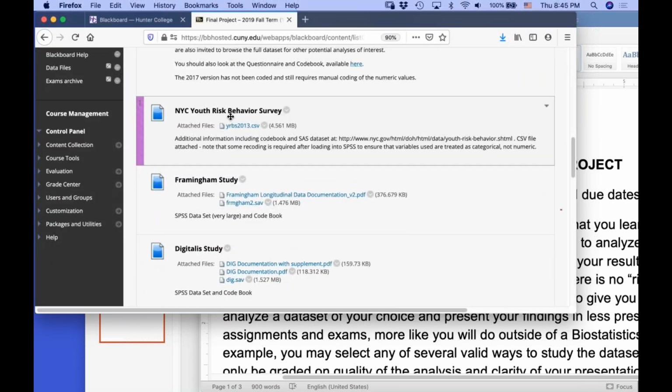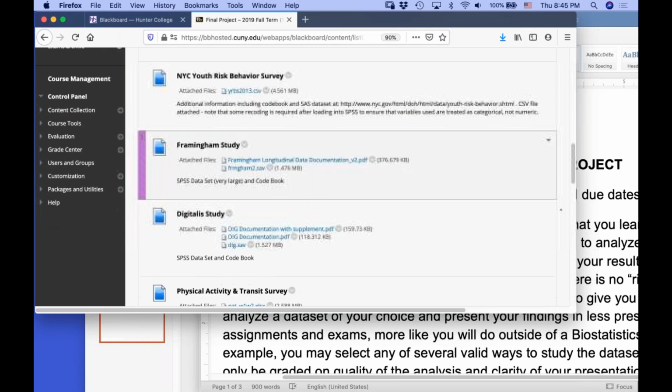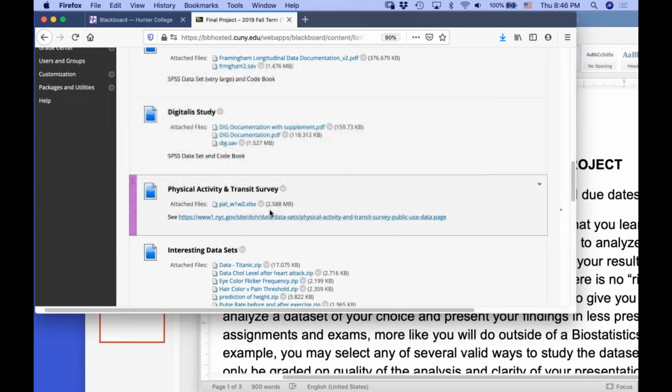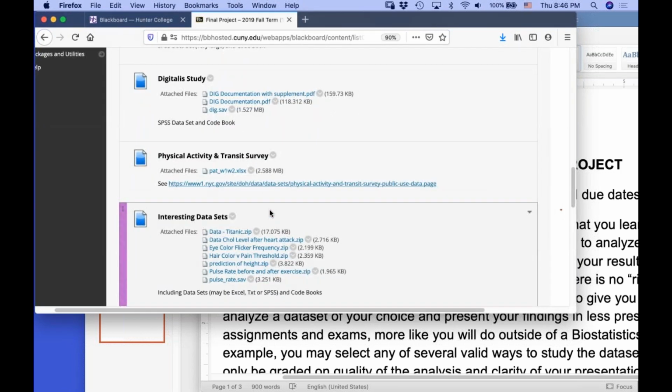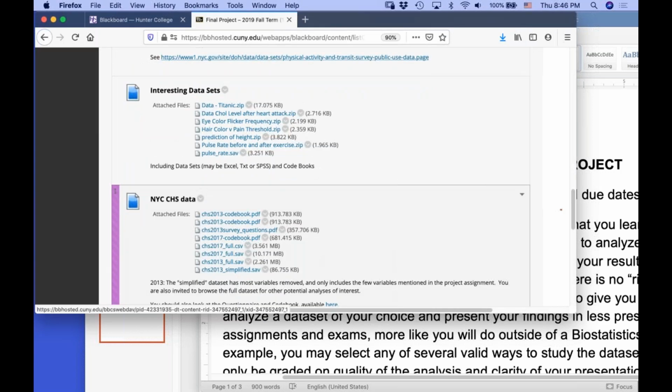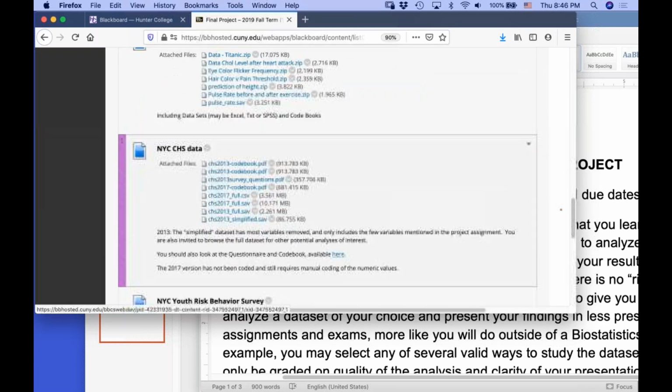New York City Youth Risk Behavior Survey, Framingham study. That's the one that has to do with heart disease and smoking with doctors. Digitalis survey study, physical activity and transit survey, eye color, flicker frequency survey, hair color versus pain threshold, all sorts of interesting data sets here.